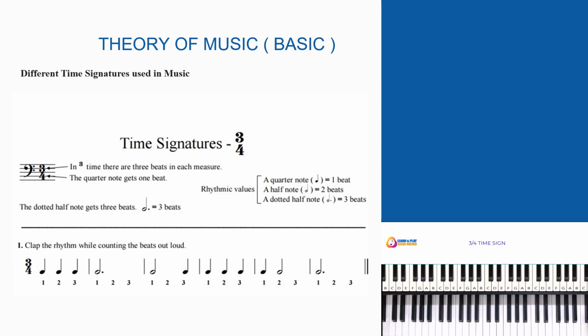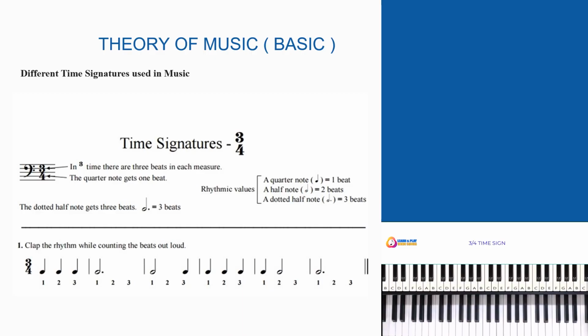Slide number 34. The theory of music for 3/4 time signature. The time signature 3/4 is written as 3 on the top and 4 at the bottom. Whether it is a treble clef or bass clef, the same time signature will appear.